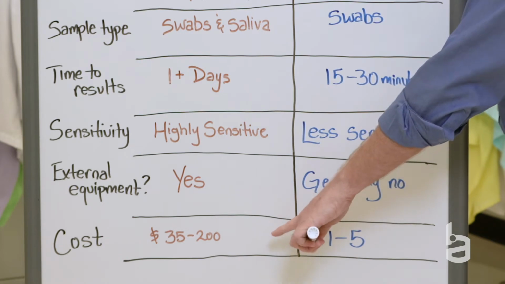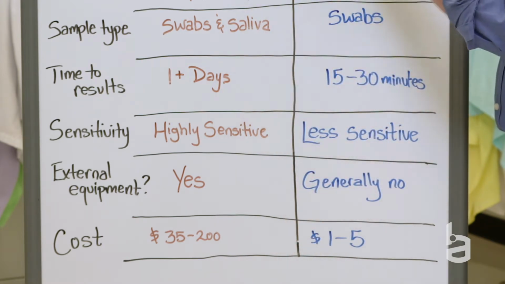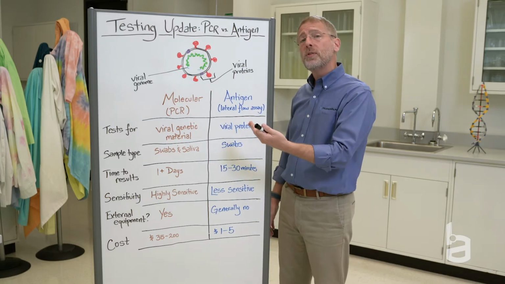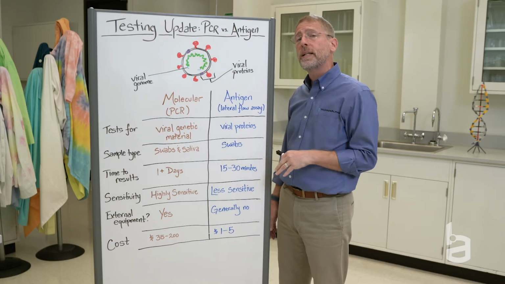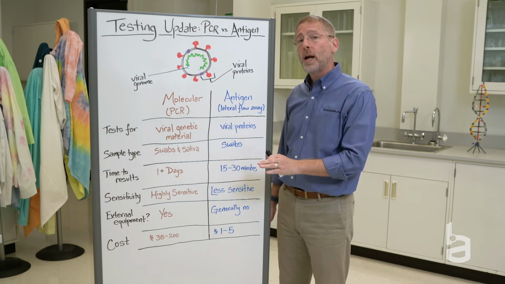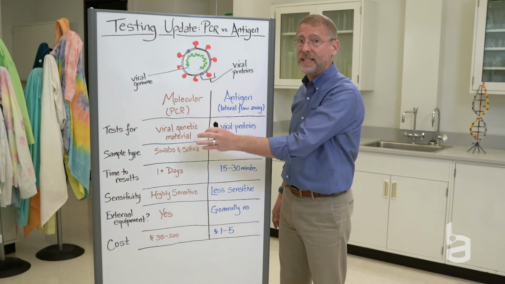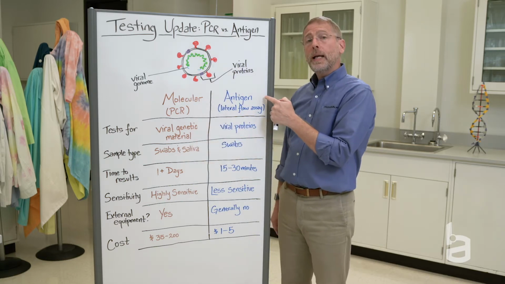And the cost is also expensive because of the equipment and the technician time: $35 to $200 per test. You can reduce that some if you do pooling, which we've talked about in a previous episode, but it's still pricey. But again, high specificity. It's very, very sensitive.